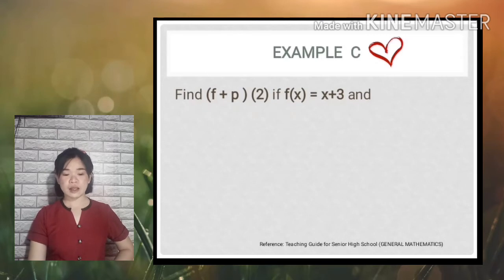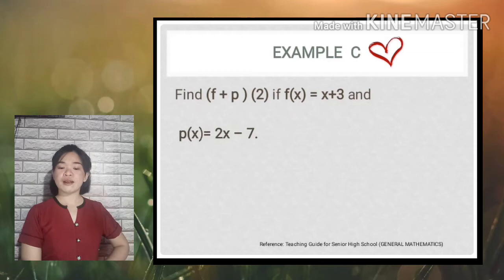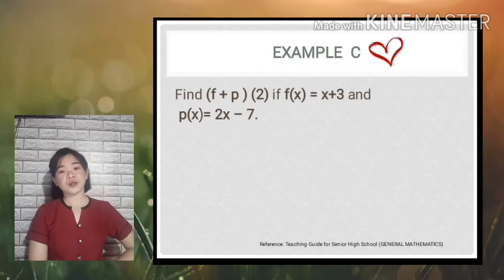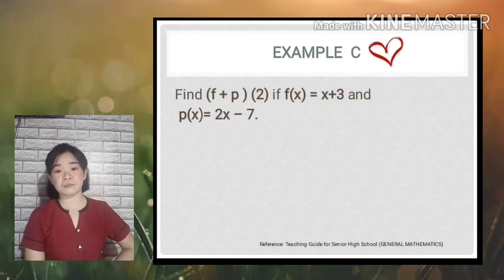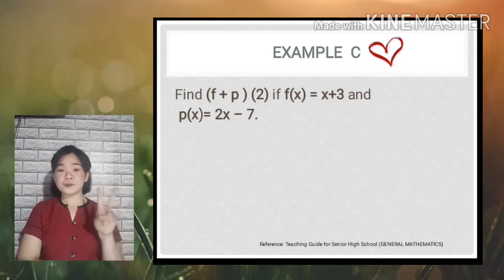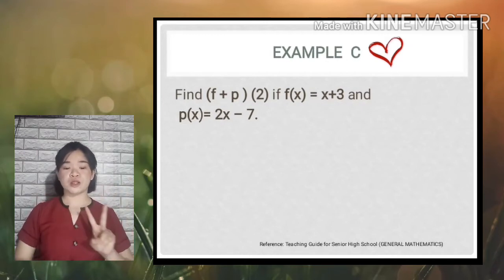Example C. Find f plus p of 2 if f of x is equal to x plus 3 and p of x is equal to 2x minus 7. So this is what we call evaluating the sum of a function. We do not stop at getting the sum of the function, but we have to evaluate the sum of it. So in this case, we have two available solutions for this.